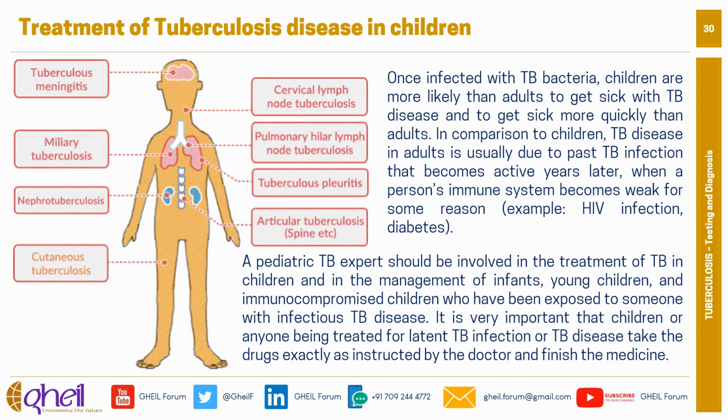Treatment of tuberculosis disease in children. Once infected with TB bacteria, children are more likely than adults to get sick with TB disease and to get sick more quickly than adults. In comparison to children, TB disease in adults is usually due to past TB infection that becomes active years later, when a person's immune system becomes weak for some reason, for example, HIV infection or diabetes.